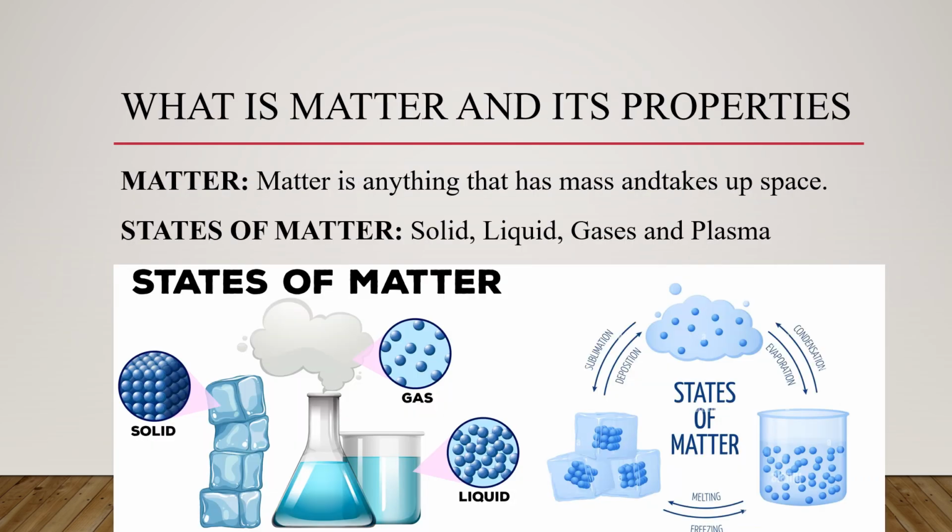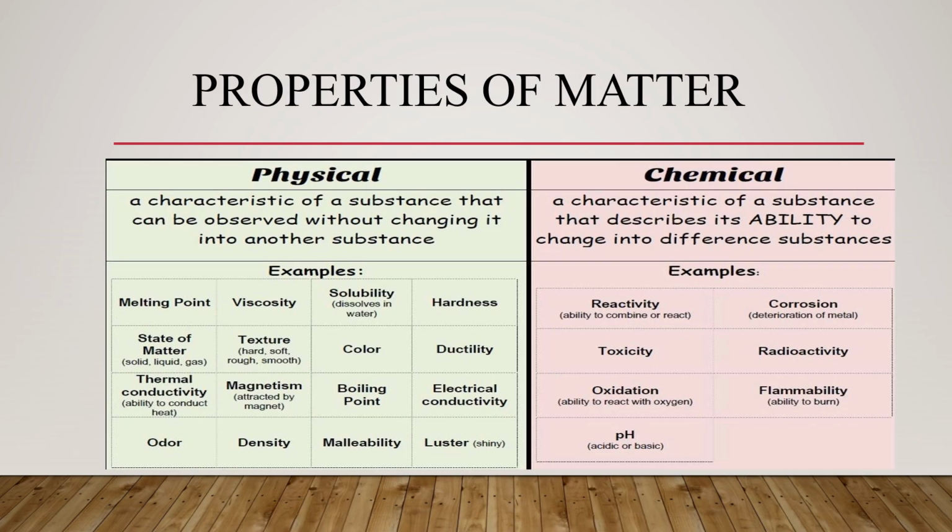What is matter and its properties? Matter is anything that has mass and takes up space. States of matter are solid, liquid, gas, and plasma. Here, solids are converted into liquids and liquids are converted into gases. Properties of matter are of two types, physical property and chemical property.